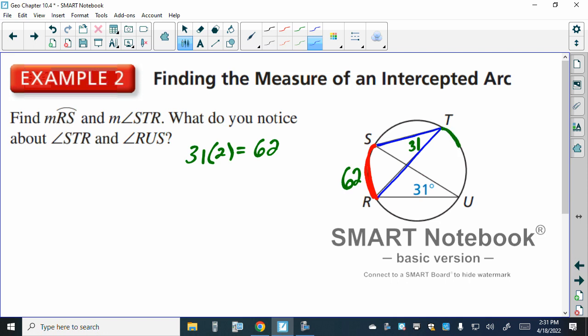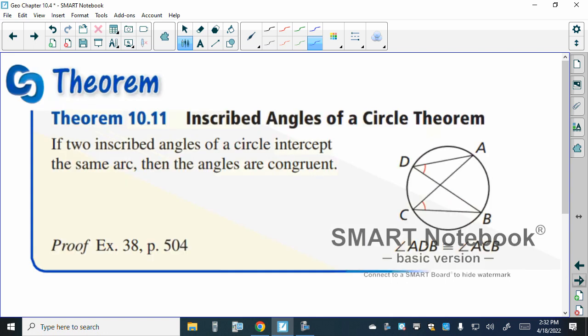TU? Well, its inscribed angle would be these two here. So if we knew what TSU was, it would be the same as TRU. It could be 62, but not necessarily. Now the key with this here is that two inscribed angles of a circle intercept the same arc. If two inscribed angles have the same arc, then those two angles are the same.